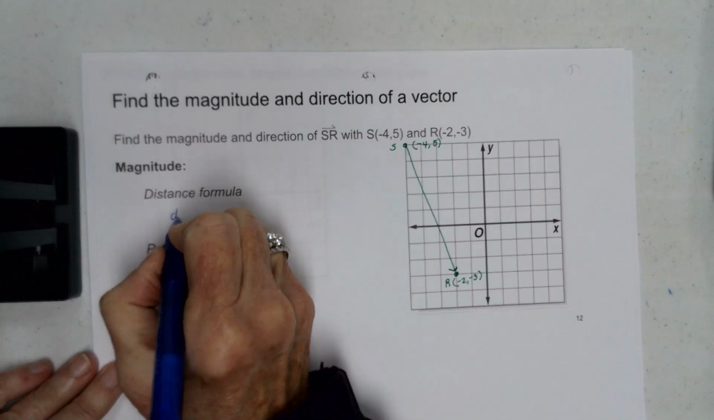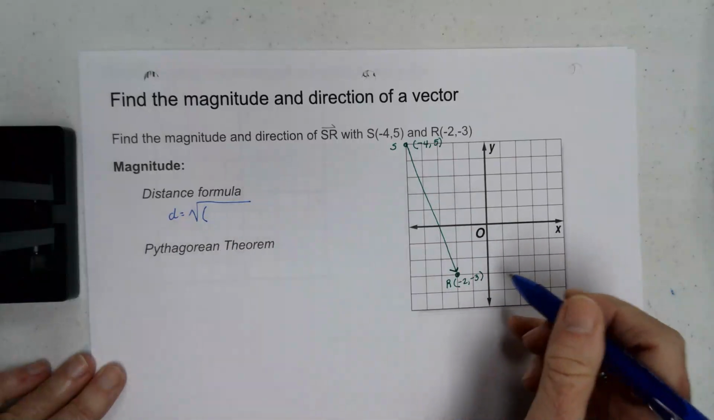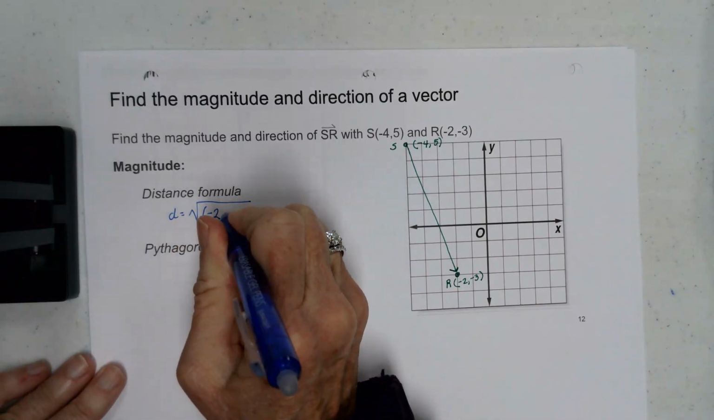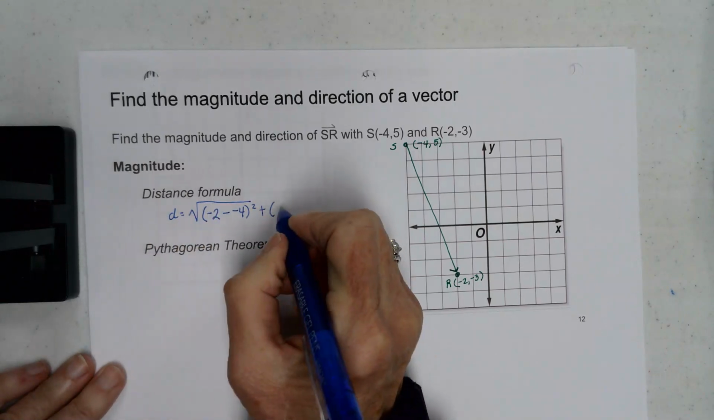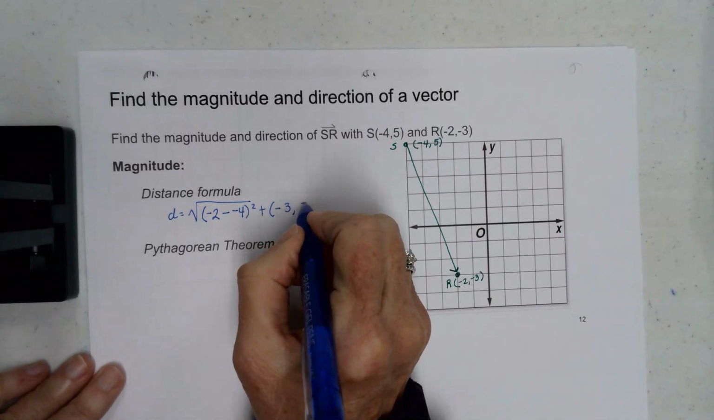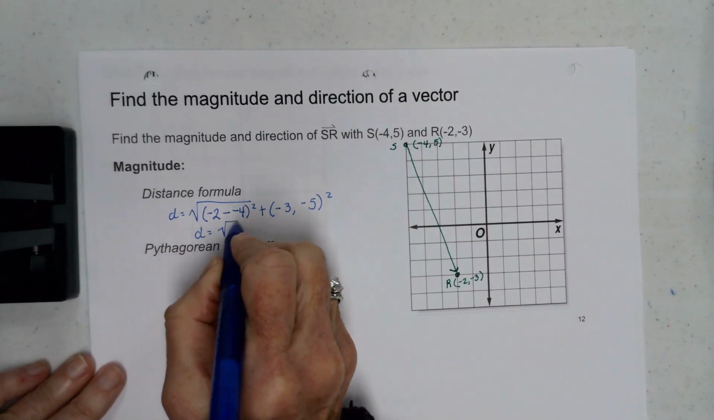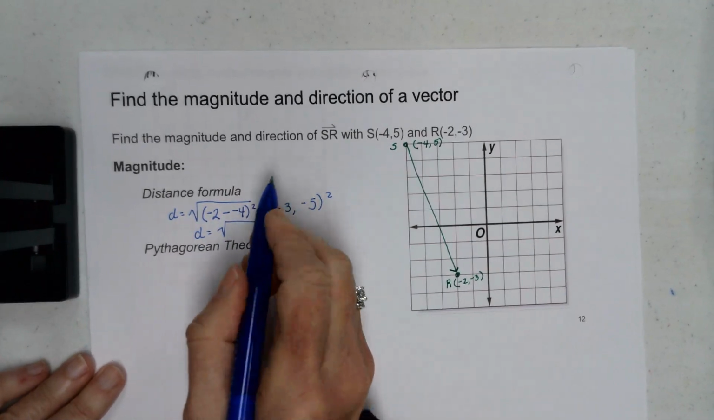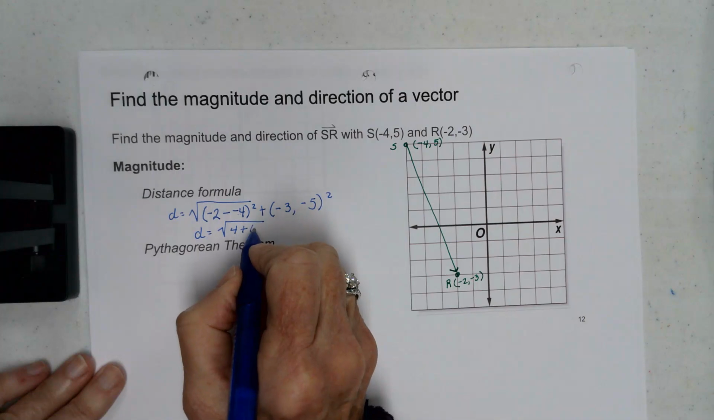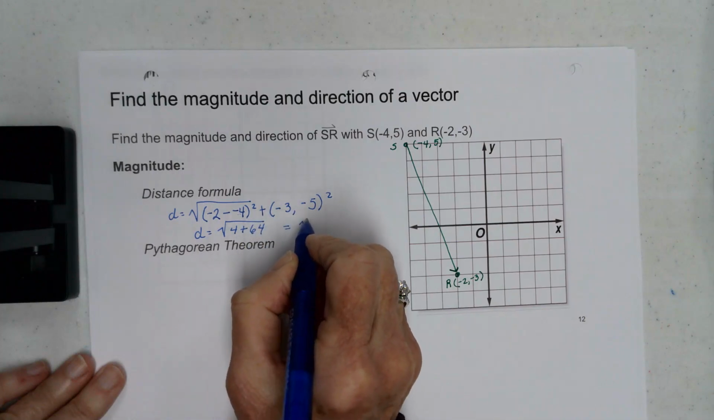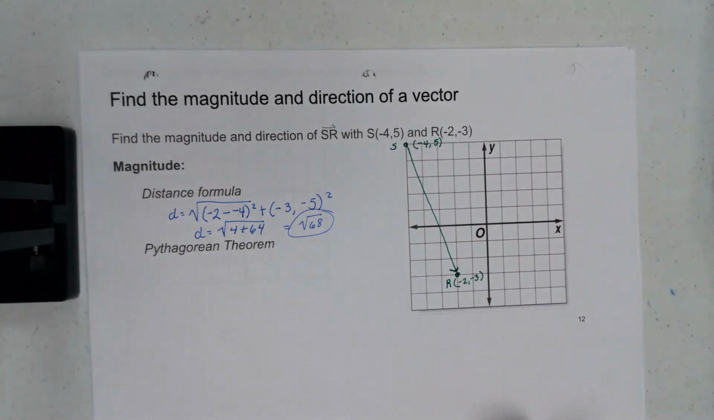So I could say d is equal to the square root of the difference in the x's, so -2 minus -4 squared, plus the difference in the y's, -3 minus 5 squared. And that's going to give me, this would be a +2 squared, which is 4. This would be a -8 squared, which is 64. So I'm talking about the square root of 68. So that would be the magnitude of it.